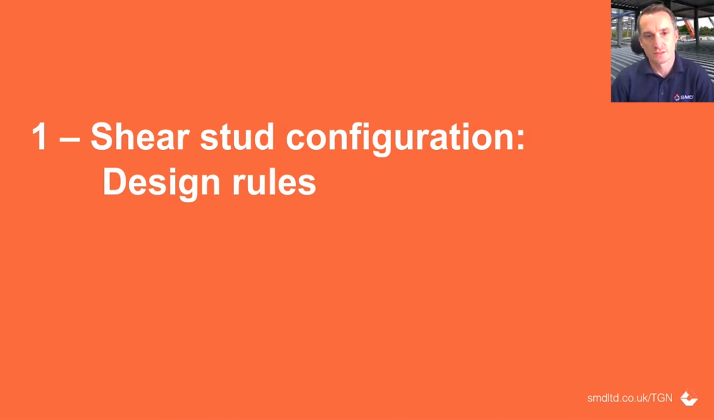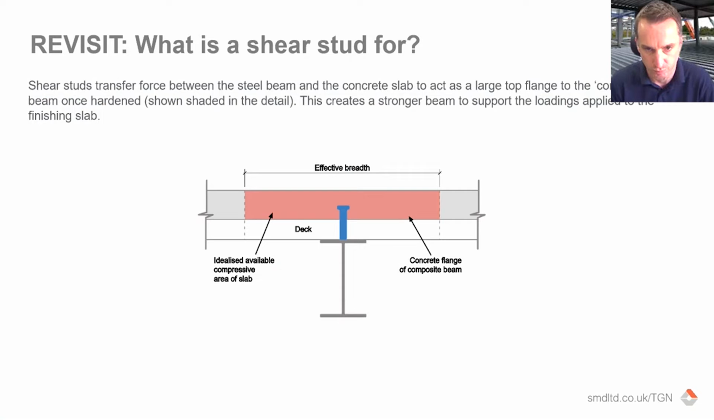So if we start with the design rules, we're going to take a look back at what we did last year. What is a shear stud for? A shear stud, in the sense we're discussing it today, would be welded through the deck to the top flange of a beam, and once the concrete is poured and hardened, that forms a composite beam with the steel beam and the concrete acting as one, with the transfer of force between the beam and the concrete facilitated by that shear stud.